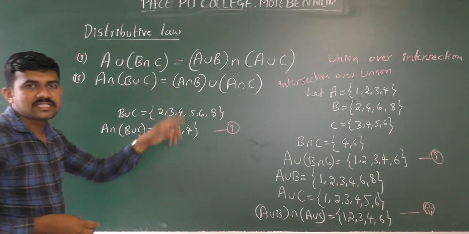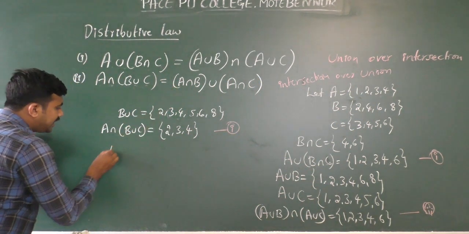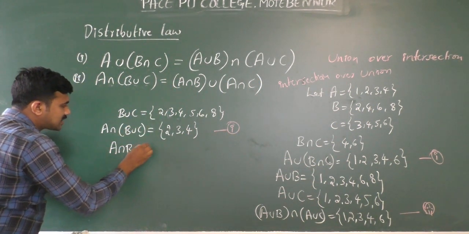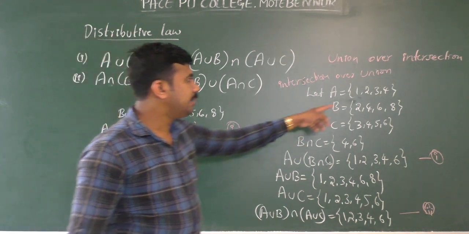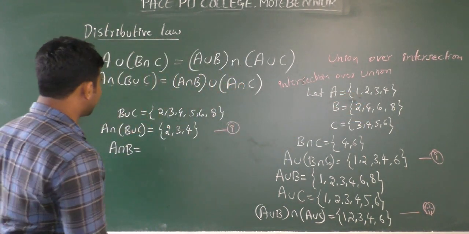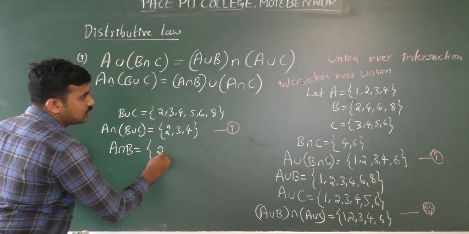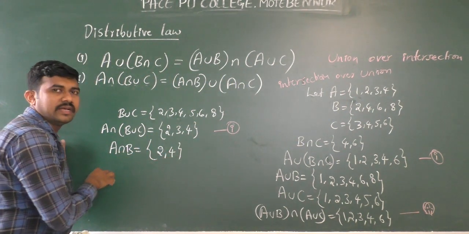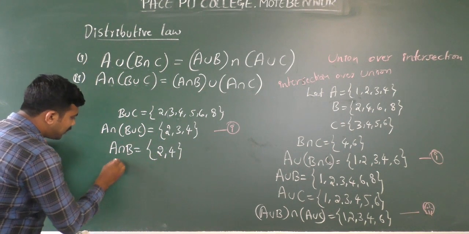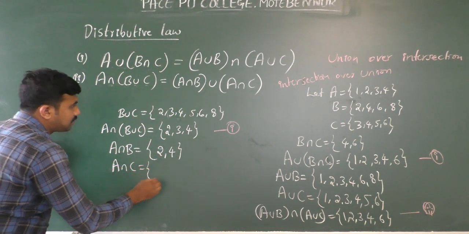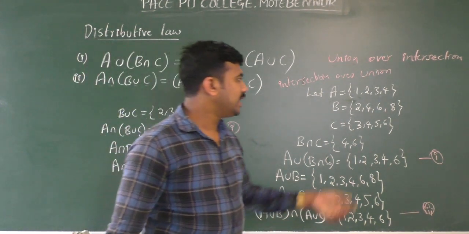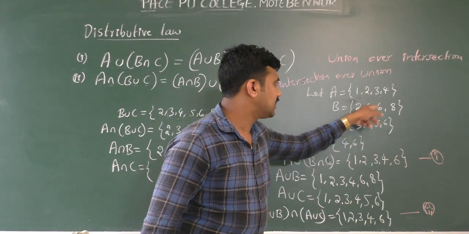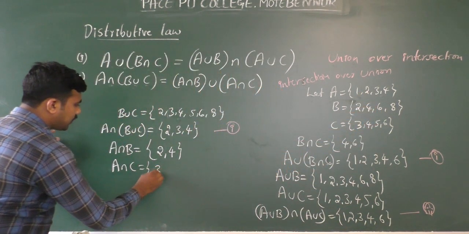Similarly, what is the RHS? See, A intersection B. What is the common element in A and B? What are the common elements you will get? That is the set of all 2, 4. The set of all 2 and 4 are common in A and B. Similarly, what is the intersection of A and C? A intersection C we need. What are the common elements in A and C? That is the set of all 3, 4.